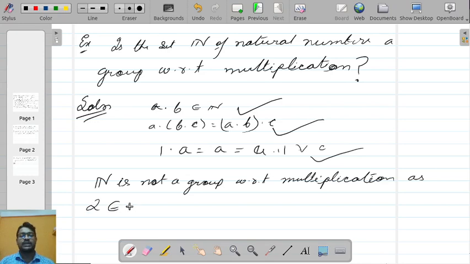Say we start with an element which belongs to N, for example 2 belongs to N, but it doesn't have a multiplicative inverse.